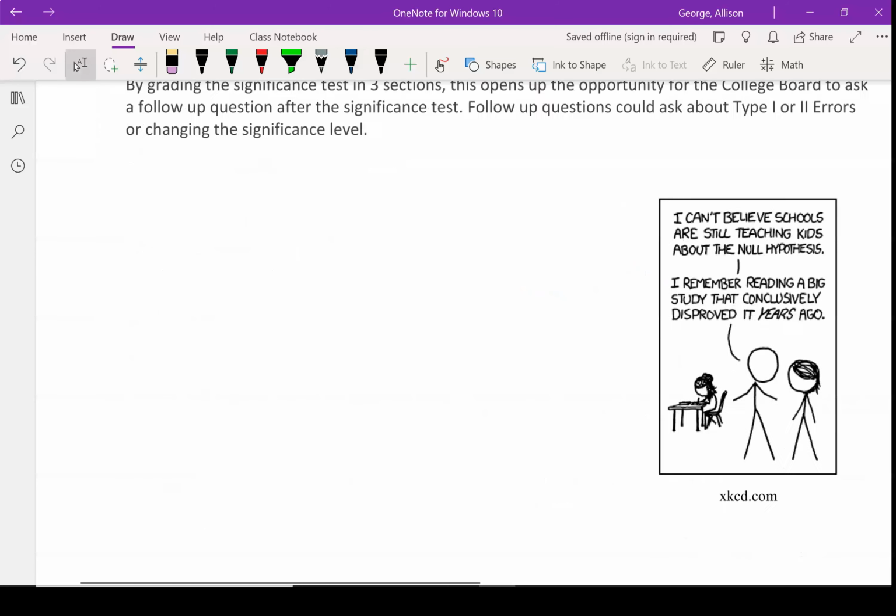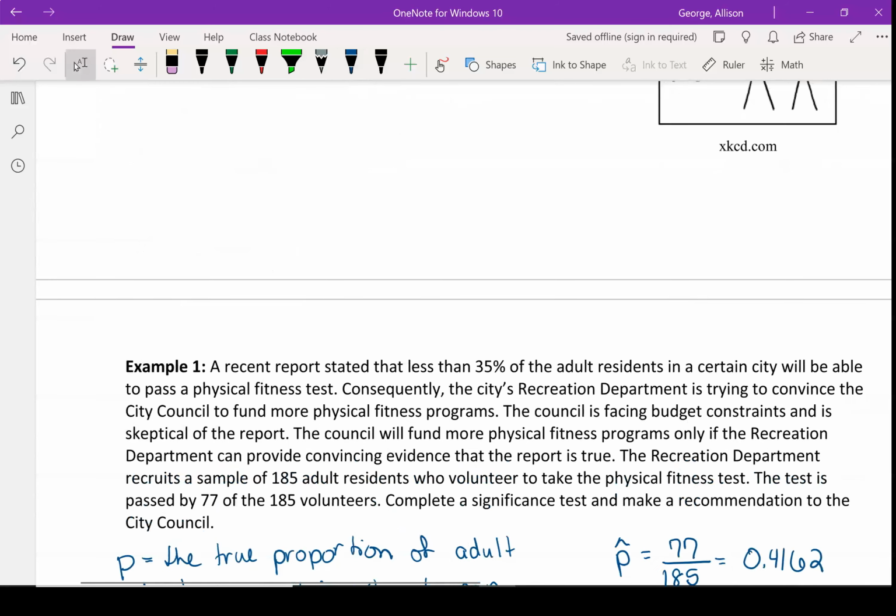All right, so then we're looking at example 1. A recent report stated that less than 35% of the adult residents in a certain city will be able to pass a physical fitness test. Consequently, the city's recreation department is trying to convince the city council to fund more physical fitness programs.